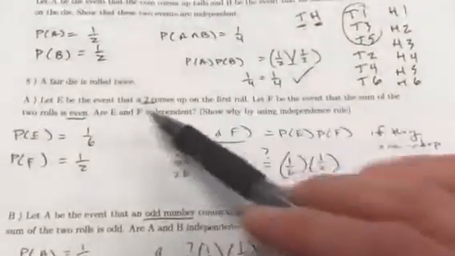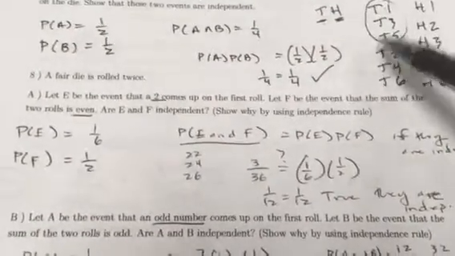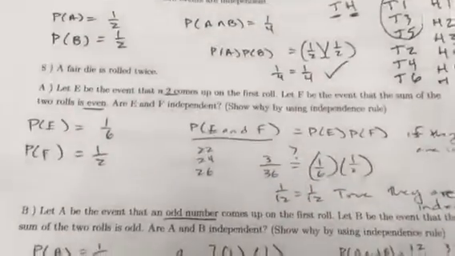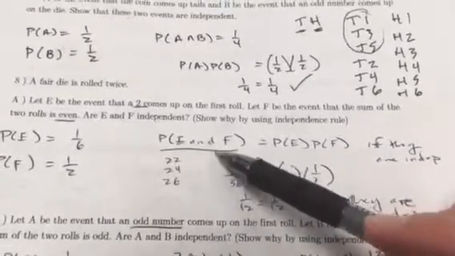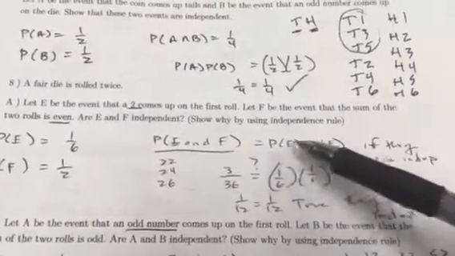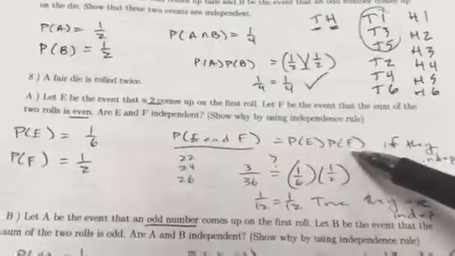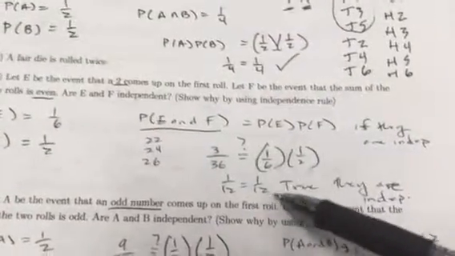Let E be the event that a 2 comes up on the first roll, 1 out of 6 chance, probability of E. And let F be the event that the sum of the 2 rolls is even, 1/2. So the probability of both of them happening, does that equal the probability of E times the probability of F? Well, the probability of E times the probability of F is 1/12.